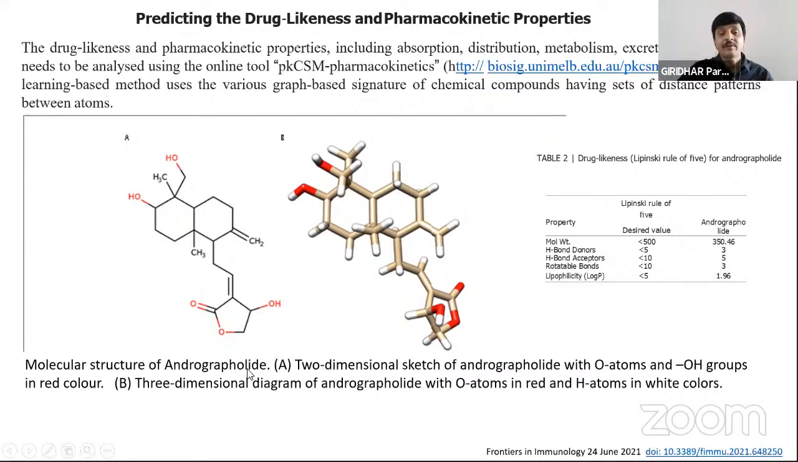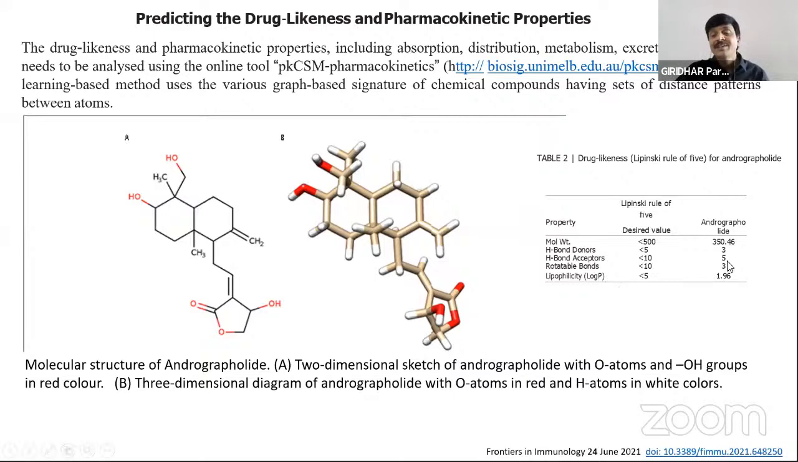Here, one andrographolide molecule is there, on the left side. This is a two-dimensional structure they have given, so different functional groups like oxygen and hydroxyl groups are shown in red color. And this is a three-dimensional structure. Again, as you know, they will give you different values, and the potency depends upon the desired value you get for the molecular weight, how many hydrogen donors and acceptors there are, how many rotatable bonds there are, and the lipophilicity, the log values. So these are all very important.